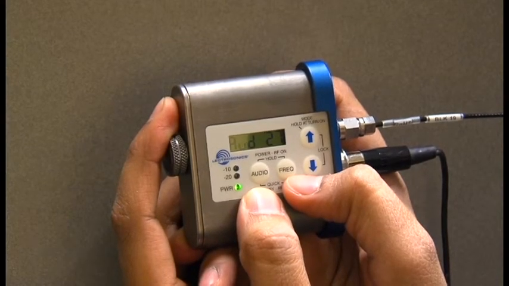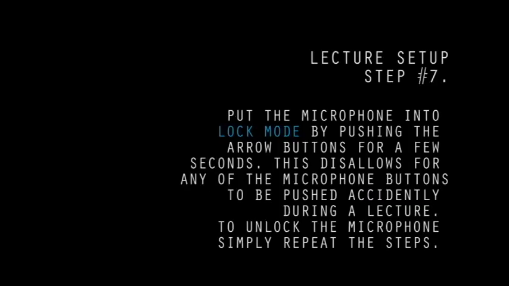Lecture Setup Step 7. Put the microphone into lock mode by pushing the arrow buttons for a few seconds. This disallows for any of the microphone buttons to be pushed accidentally during a lecture. To unlock the microphone, simply repeat the steps.